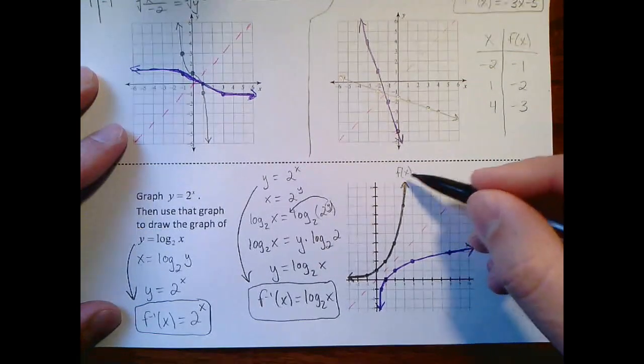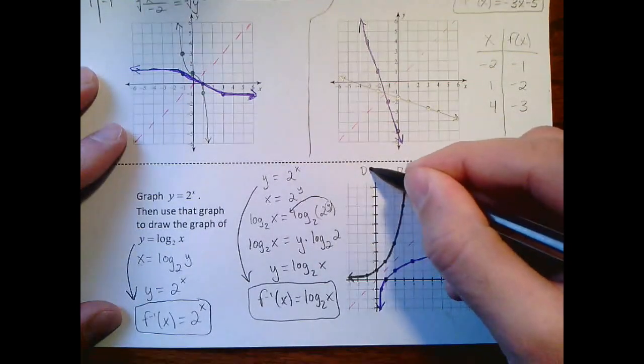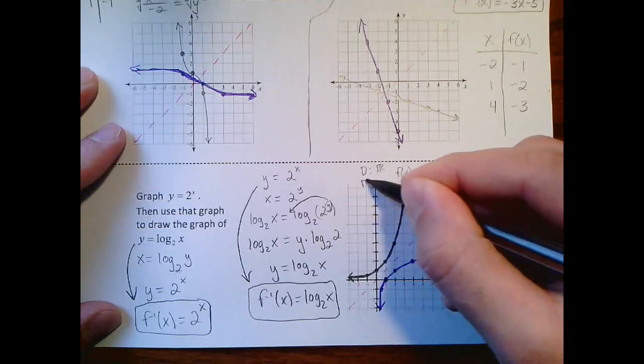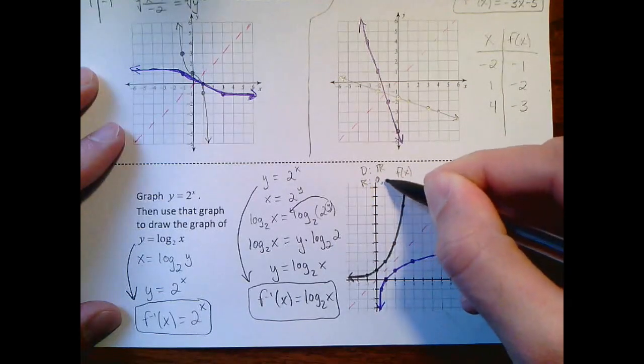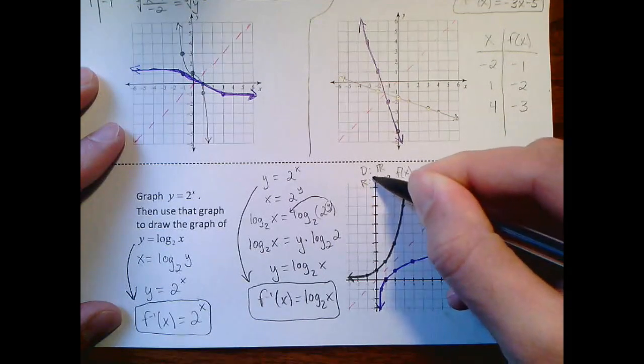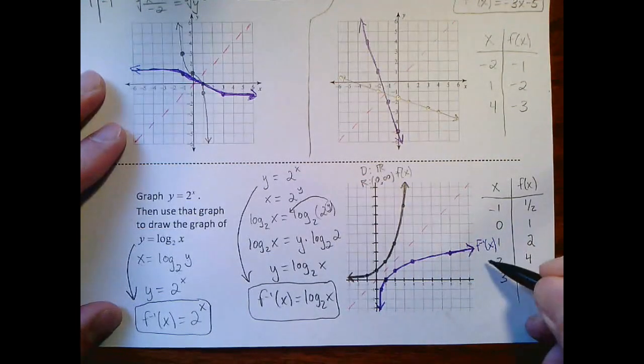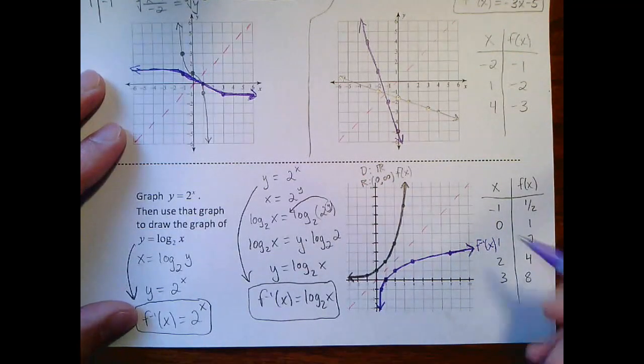So if I was going to say the domain and the range for this guy, I can say the domain is all real numbers. How about the range? The range would be from 0 to positive infinity, not including either one. How about for the inverse function? We said the domain was going to be from 0 to positive infinity, and we said the range was going to be all real numbers.